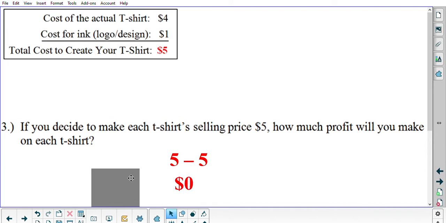Some people would call this no profit. Other people in business would call this breaking even, which is obviously not going to be a great thing in business if you're trying to actually make money. So this would be $0 profit. Now, think about it. If you would sell your t-shirt for less money than it costs to make it, then you're going to lose money, which would be a horrible business model.